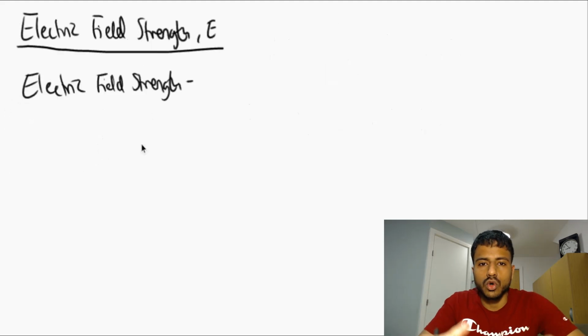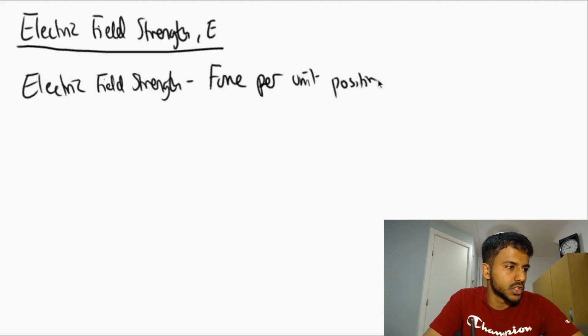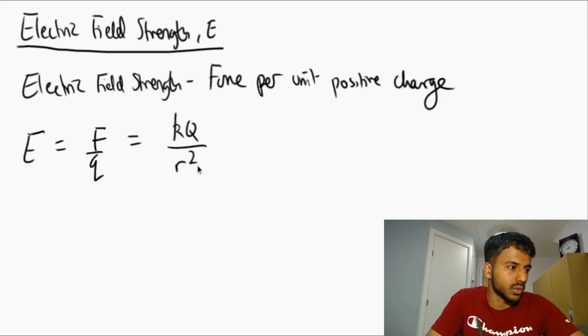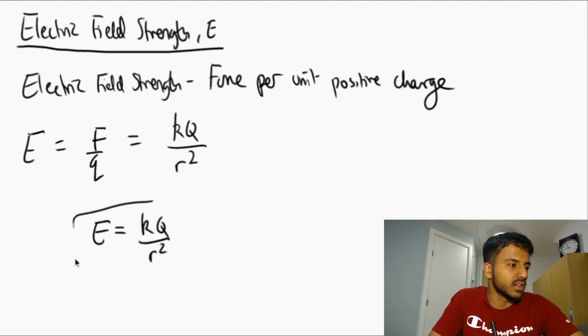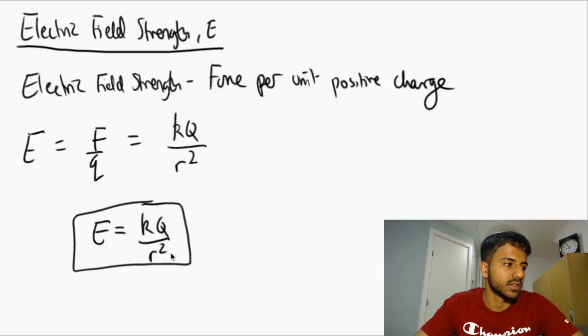Now let's talk about something called the electric field strength. This is exactly the same as the gravitational field strength, but for electric fields. The electric field strength is the force per unit positive charge. So your electric field strength E is equal to F over Q, which is therefore equal to kQ over r squared, where k is 1 over 4 pi epsilon naught. There are two units that you can use for electric field strength, but the one that is more relevant in this case is newtons per coulomb.